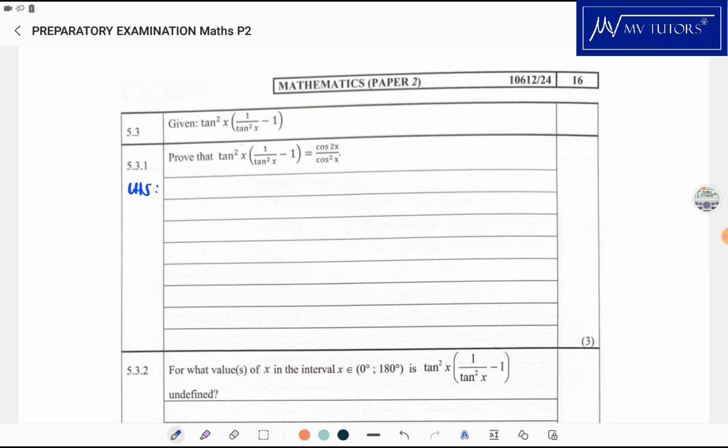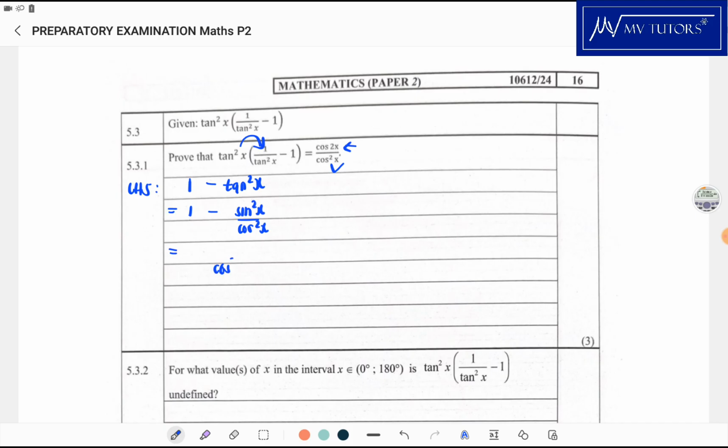Now, if I multiply in the first side, the tan squared x will basically divide with the tan squared x, so I'll be left with 1, and then we have negative tan squared x. At this point I am going to write the identity for tan, which is sine over cos, so sine squared x over cos squared x. How can I get to cos 2x? Because this is my goal here. I already have cos squared x. So how can I get to cos 2x?